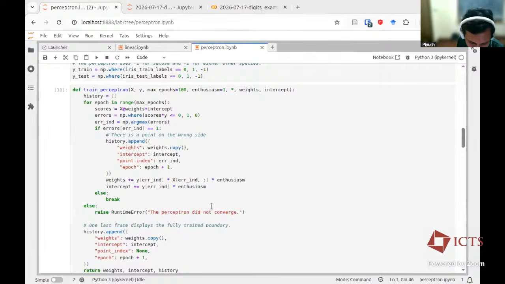Here, any line can be written like this. So these weights, there's a variable called weights. This is a and b, so ax plus by. Whatever multiplies x and y, that is what the weights are. And this intercept is the c. So ax plus by plus c.